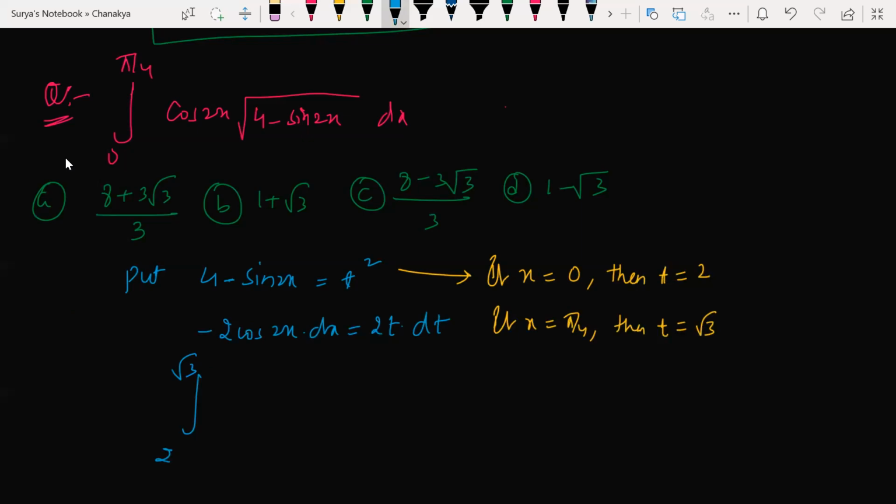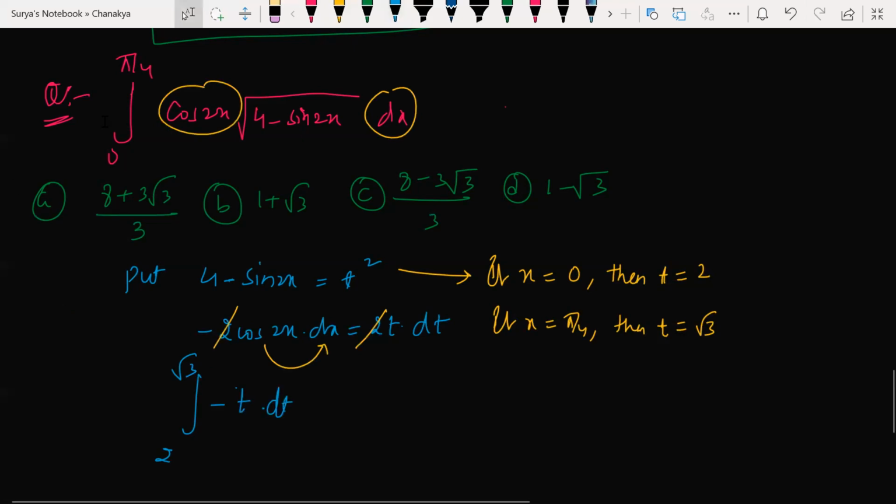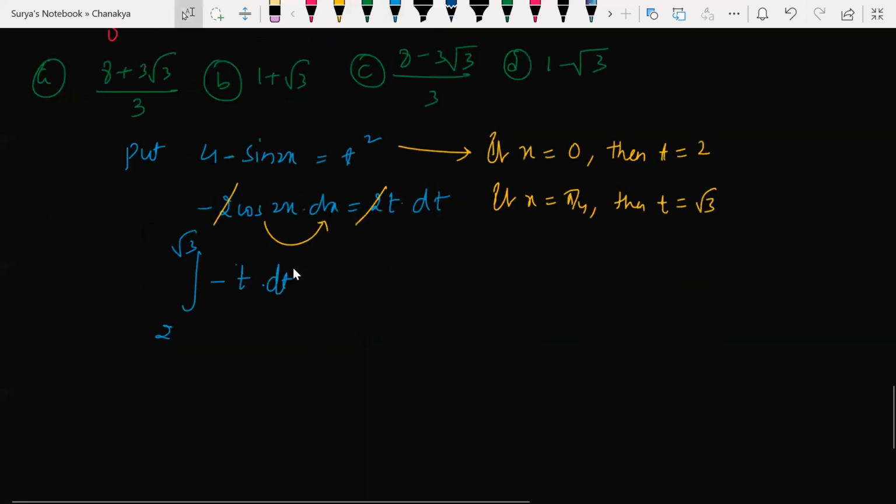And cos 2x into dx, look at it here, this 2 I can cancel on both sides. Cos 2x into dx can be written as minus t into dt. Now that minus I'm bringing outside. So the integral from 2 to root 3 of t dt.